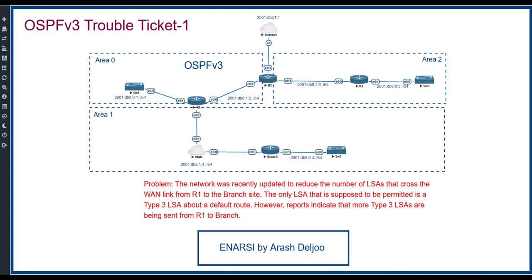Okay, you know that in a totally stubby area we don't have any LSA type 5 and also any LSA type 3. Okay, and we have only the LSAs of type 1 and also type 2. And also one exception is the default route, that we are receiving from the ABR as an LSA type 3. Because of that, here in the branch router, the problem is that we can see the LSA type 3s, but we don't want to receive all of them, we only want to see one LSA type 3 including the default route information. Let me verify the status. For example, in branch router we can verify with show IPv6 route OSPF.